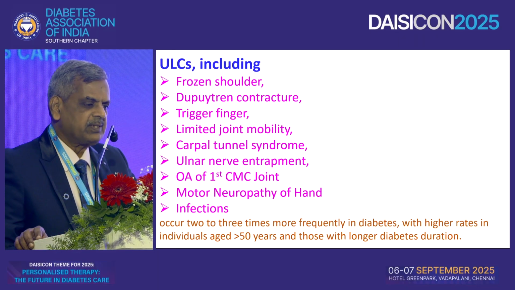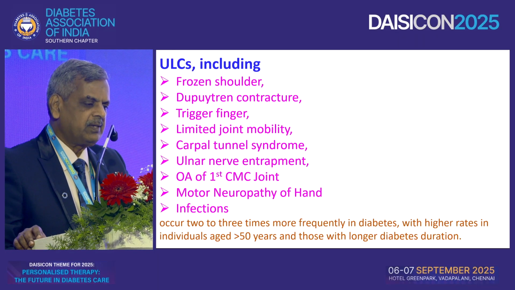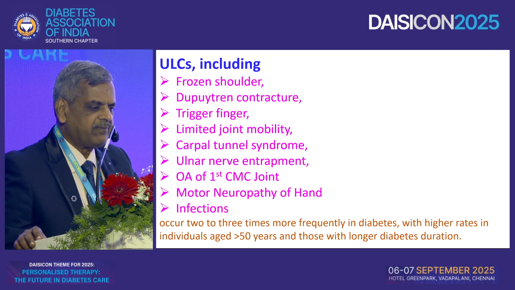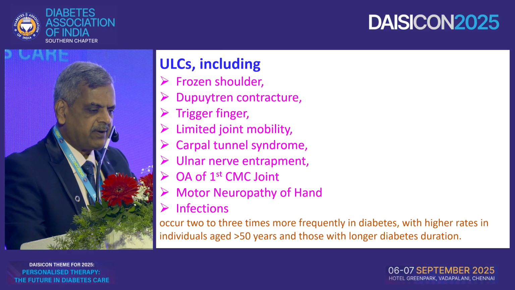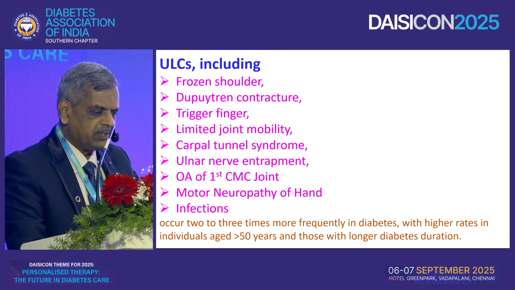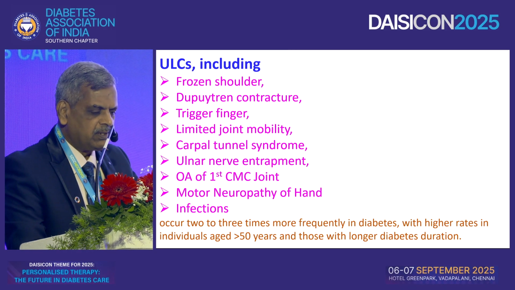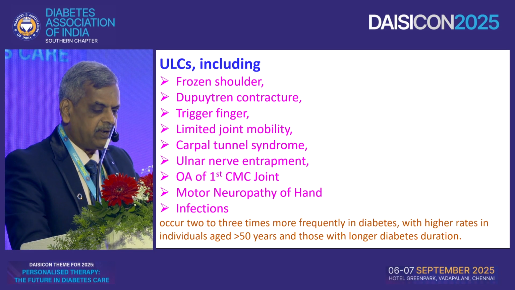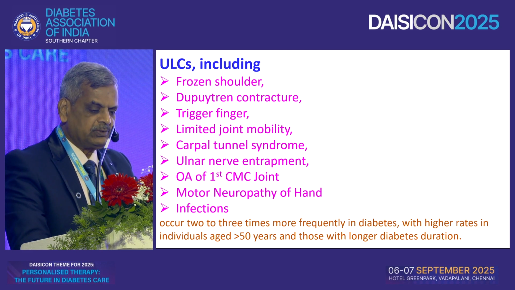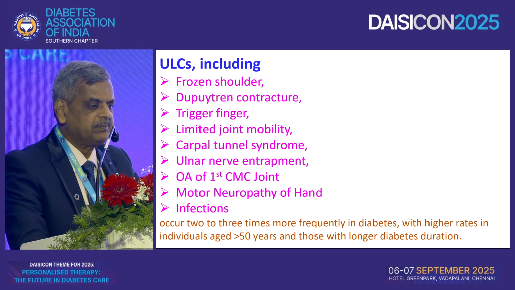Upper limb complications including frozen shoulder, Dupuytren's contracture, trigger finger, limited joint mobility, carpal tunnel syndrome, ulnar nerve entrapment, osteoarthritis of the first carpometacarpal joint, motor neuropathy of the hand, and infections occur 2 to 3 times more frequently in diabetes, with higher rates in individuals aged over 50 years and those with long duration of diabetes.